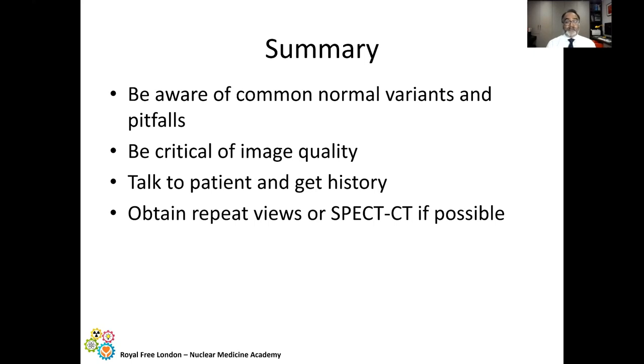Again, repeat the planar static views if you think this might be due to, say, contamination artifact or some metal artifact in the clothing, for instance, and get a repeat image to prove, after you've removed that artifact, that it really was related to that. Okay. If it doesn't go away with that, then you need to do a SPECT CT in order to characterize this uptake further. The SPECT CT really helps differentiate whether the uptake is in the bone or in the soft tissues, and in most cases, can tell you exactly what's causing the abnormal uptake.